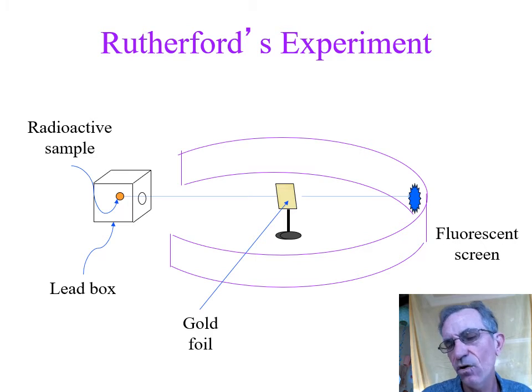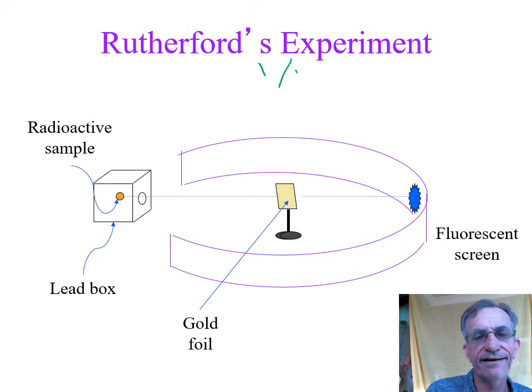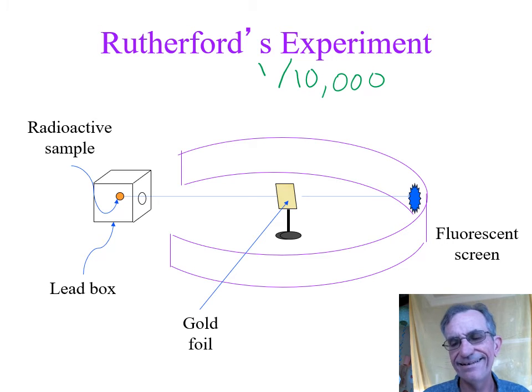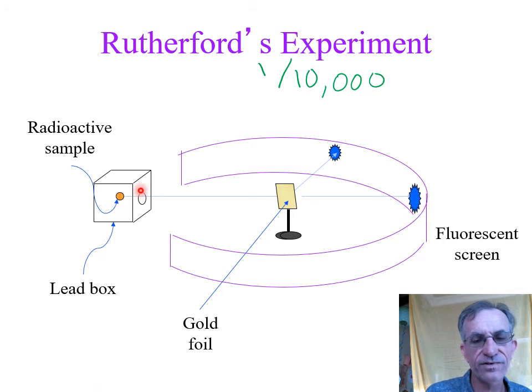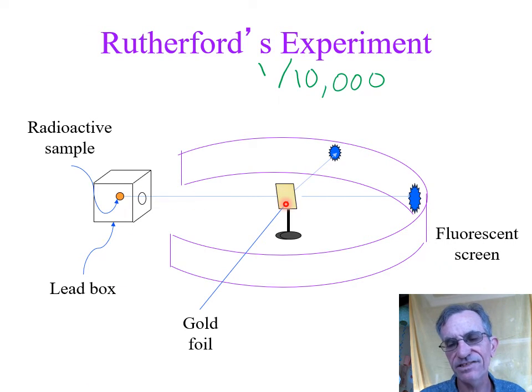But that didn't always happen. Once in a while, and when I say once in a while, I mean like 1 out of every 10,000 particles or so, something different would happen. The particles would ricochet off and land somewhere else. So instead of traveling straight through, they would bounce off and careen off and go somewhere different, and might even bounce straight back towards them.